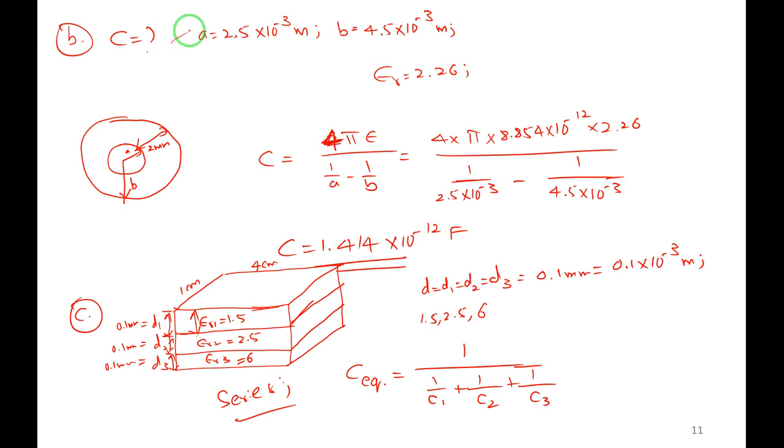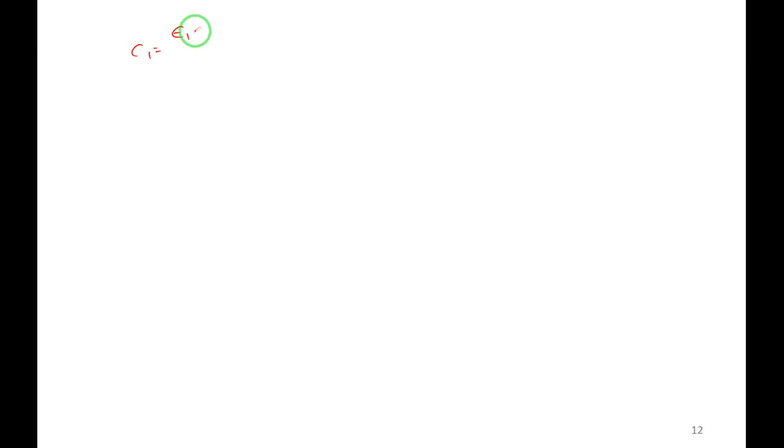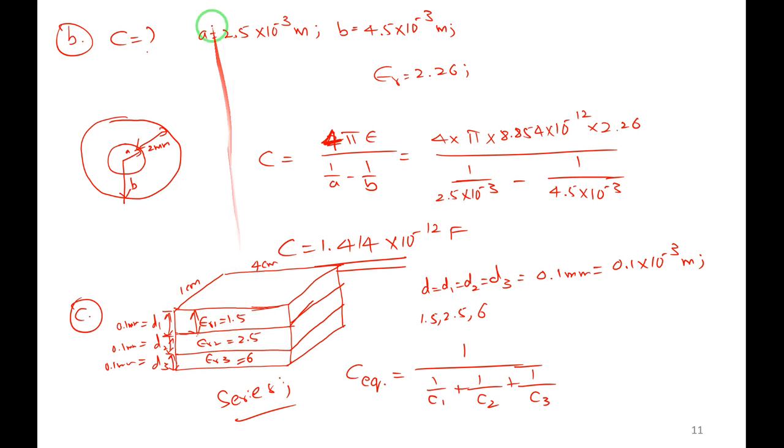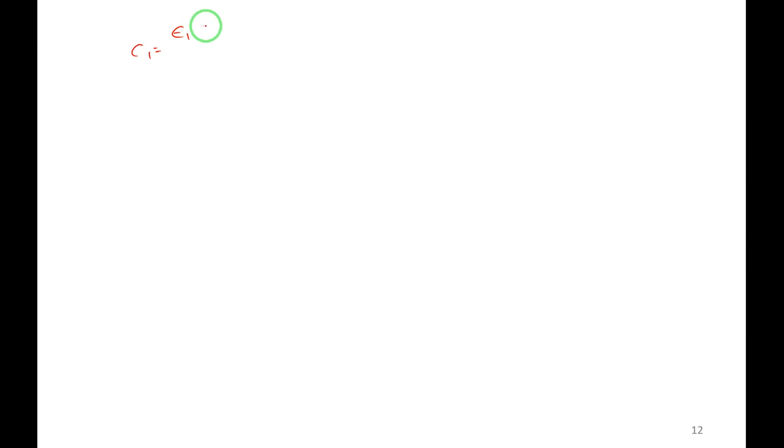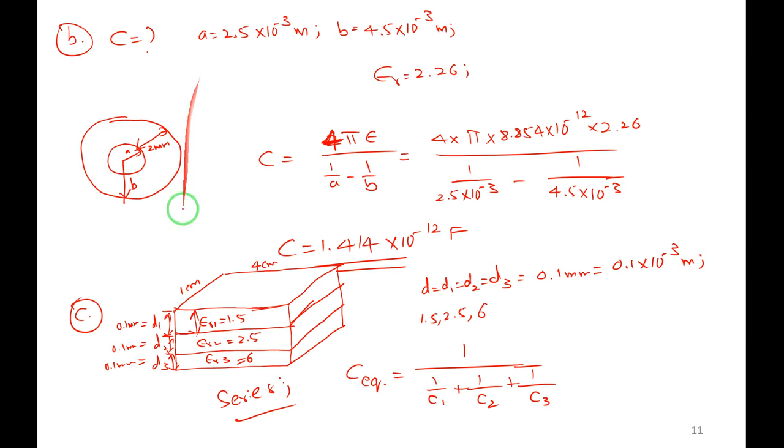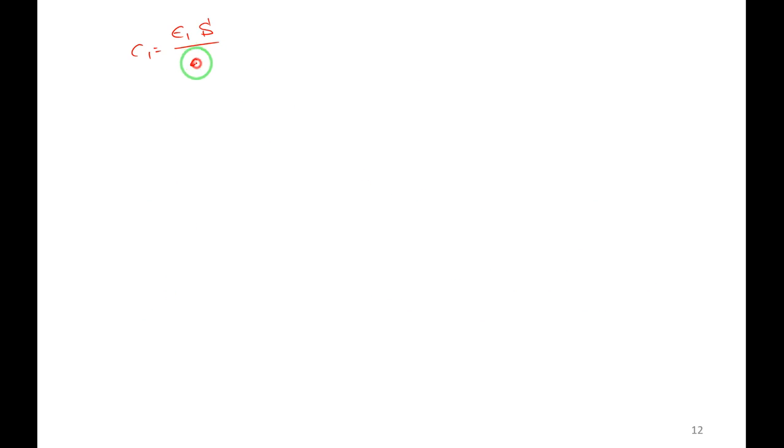So C1 is equal to epsilon 1 into surface area divided by D, because the permittivities are different. The surface area is the same, and the distance is D in this case. D1 also is D only. All are the same here. Epsilon 1 is equal to epsilon naught into epsilon R1.